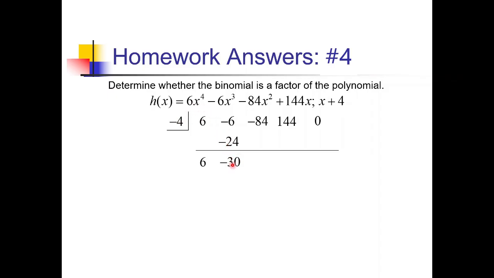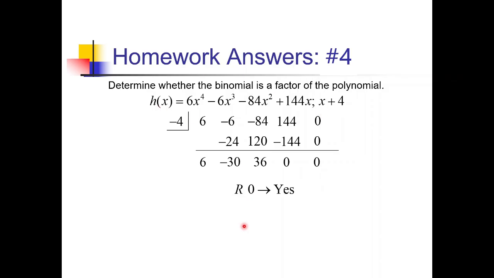Times negative 4 is going to be 120, plus negative 84 is going to be, I think, 36. And then negative 4 times 36 is actually negative 144, plus 144 gives me 0, times negative 4 is still 0, plus 0 is still 0. So because we have a remainder of 0, that proves that yes, x plus 4 is a factor of h of x.